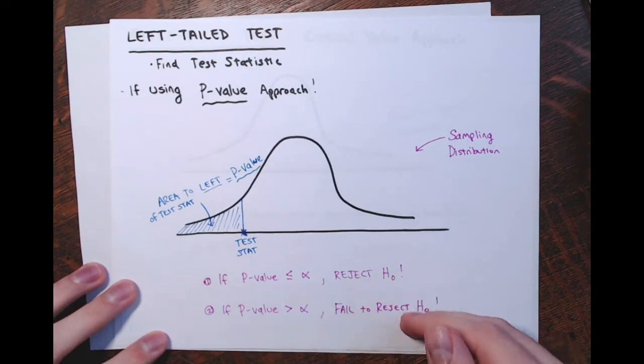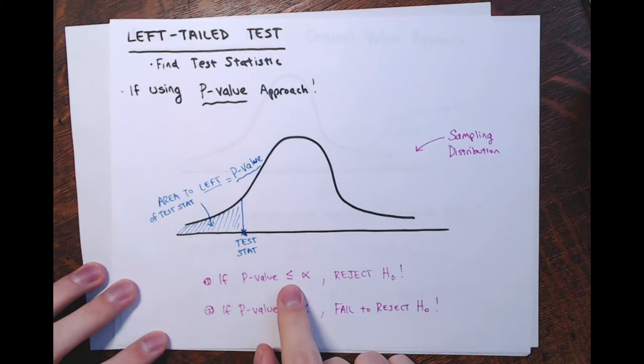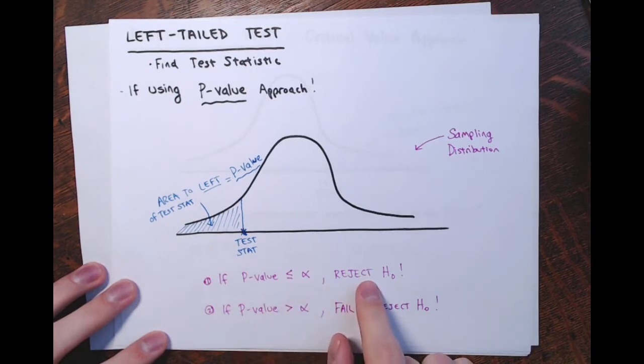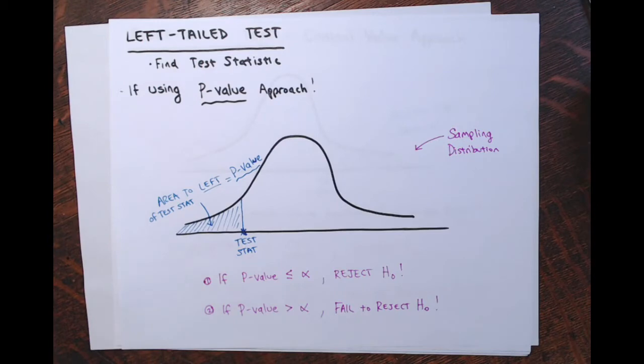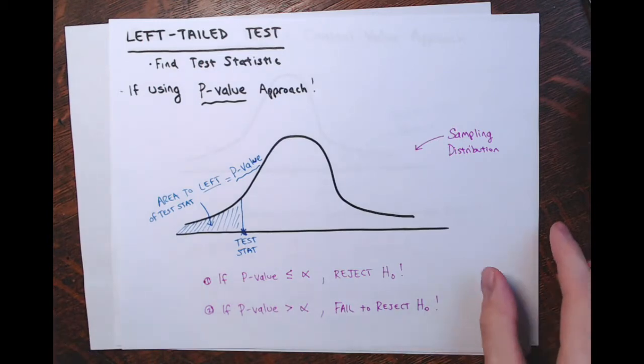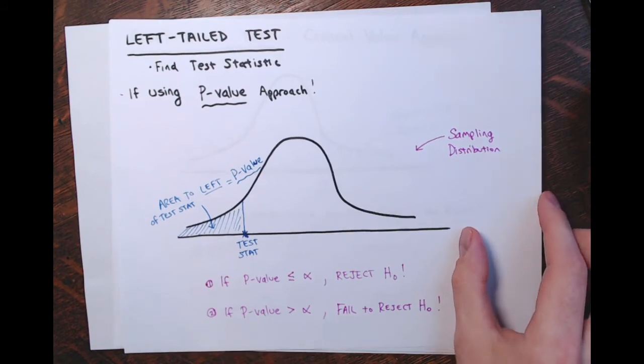To decide whether or not you reject the null hypothesis, you compare the p-value to the significance level, alpha. If the p-value is less than or equal to alpha, you reject the null hypothesis. If it's greater than alpha, you don't reject the null hypothesis. But for a left-tailed test, again, the p-value is simply the area to the left of your test statistic.